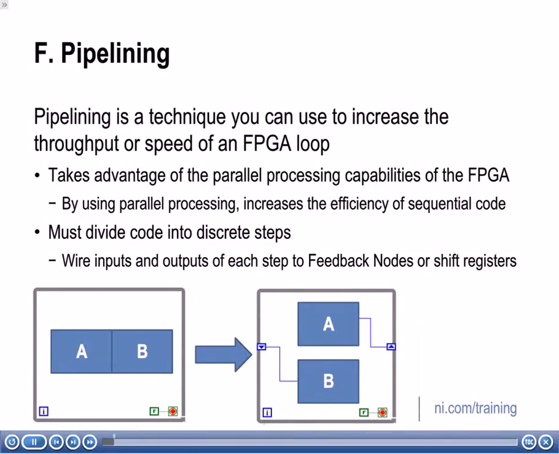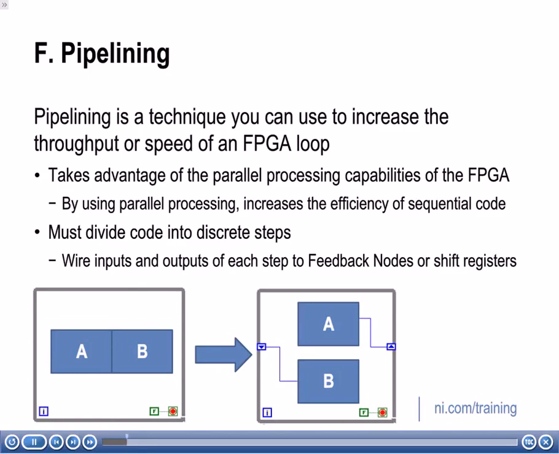In this section, we'll talk about a technique called pipelining. This is a technique that you can use to increase the throughput or the speed of an FPGA loop. Pipelining takes advantage of the parallel processing capabilities of an FPGA, and by taking advantage of this, we're going to increase the efficiency of our code.